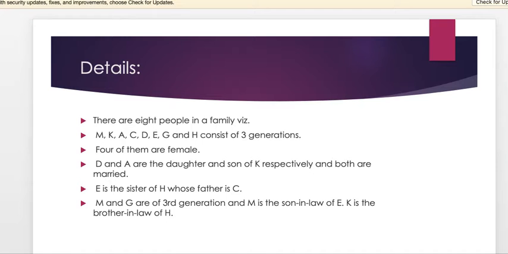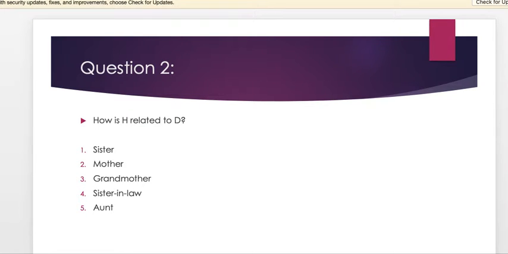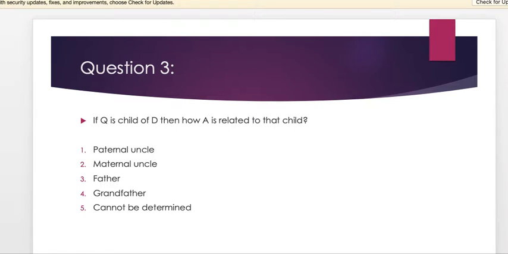This is the question. Take a look at it, pause it over here and try to solve it by yourself. These are the questions, try to get the answers for them. Now let's see the explanation.